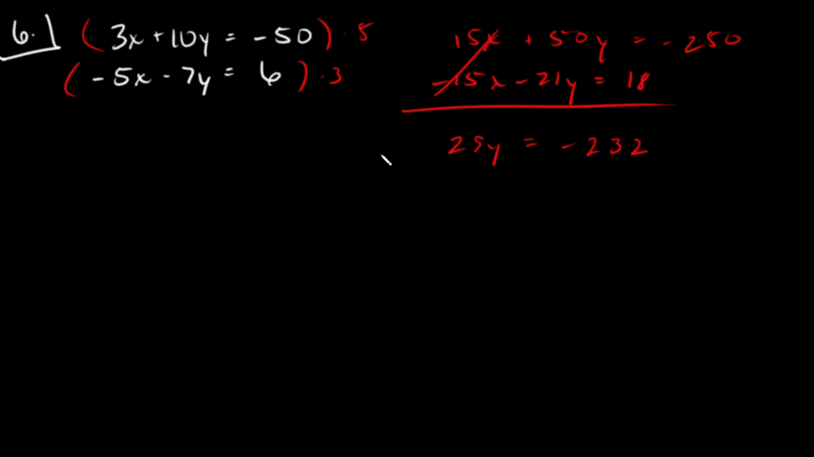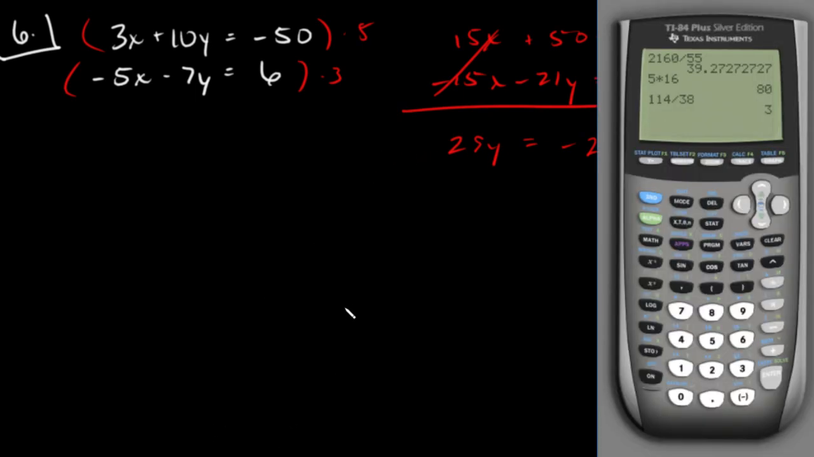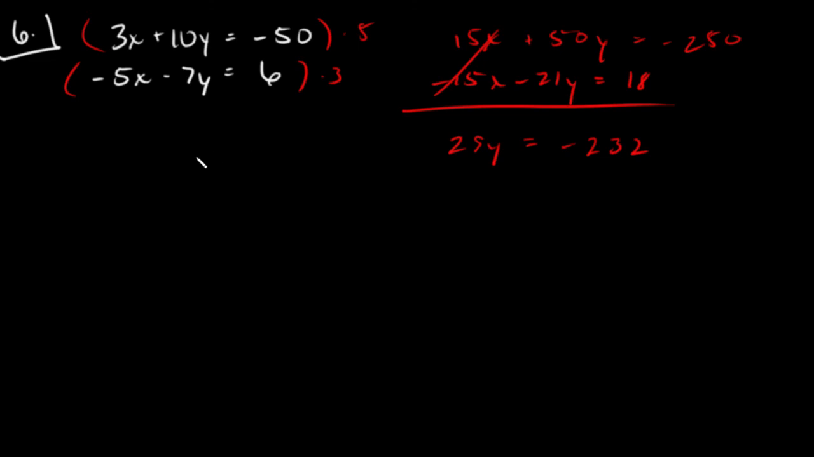232? What? Does 232 divide by 29? Sure does, 8 times. Divide by 29, divide by 29, and you get negative 8. Wow. What are the odds?